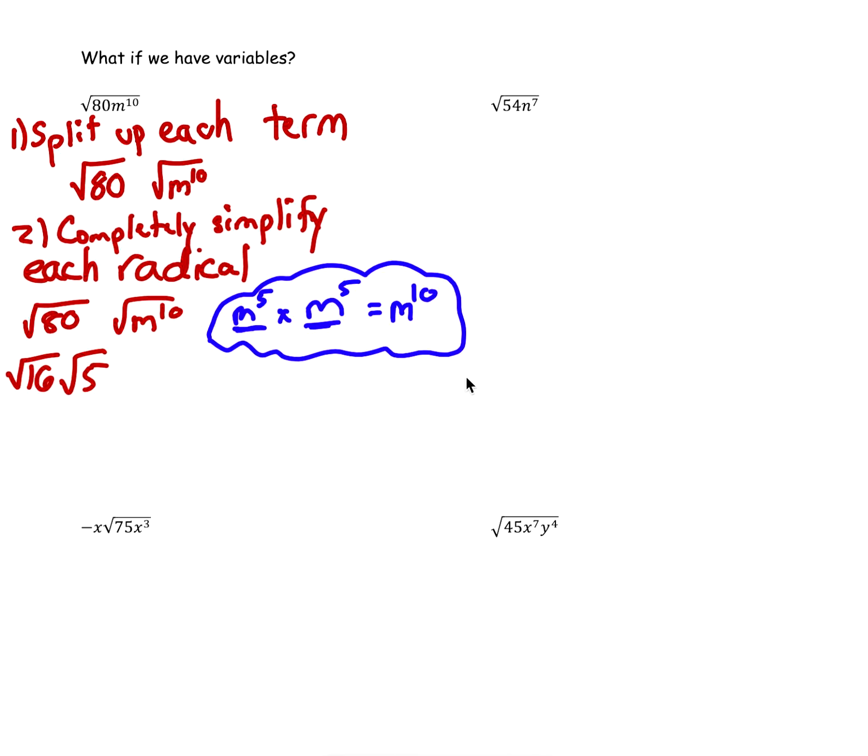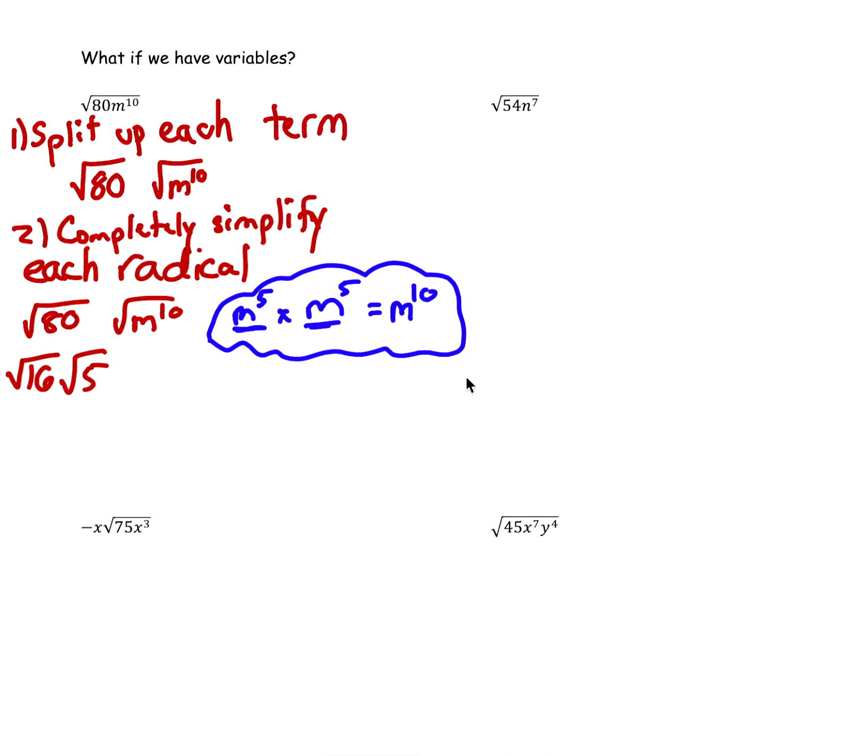Now let's take a look at the second one. The second one is a little bit different. So let's just continue doing the same method. I'm going to split up each term. So that would be radical 54, radical n to the 7th. I'm going to keep going with what we've been doing. Radical 54, the highest perfect square that goes into 54 evenly is 9. So that would be radical 9, radical 6.